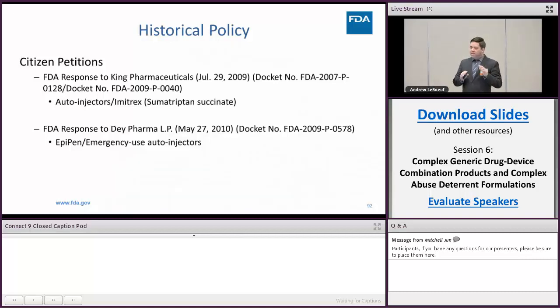These petitions gave us insight on a few different really important key characteristics or key review considerations. How do we look at sameness of device design? How did we look at sameness of device performance? How did we look at use-related considerations and instructions for use? These early principles that were articulated in the citizen petitions, combined with our increased knowledge of these products, form the policies that we have today.